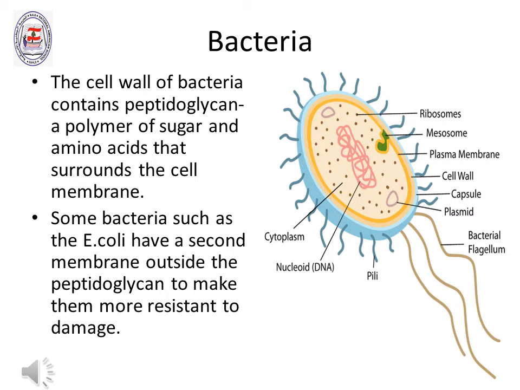In the following figure, you will see the cell wall in light orange, which is made up of peptidoglycan. The inner wall is the plasma membrane, in darker orange, and the outside membrane, the capsule, is in blue color, which makes the bacteria resistant to damage.